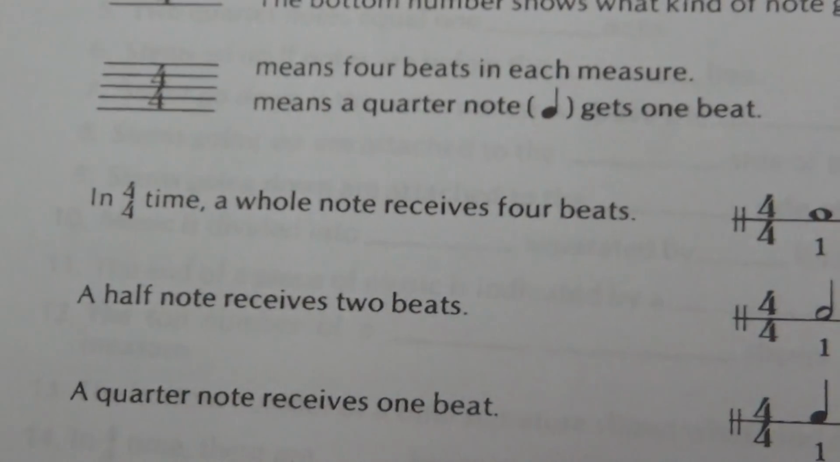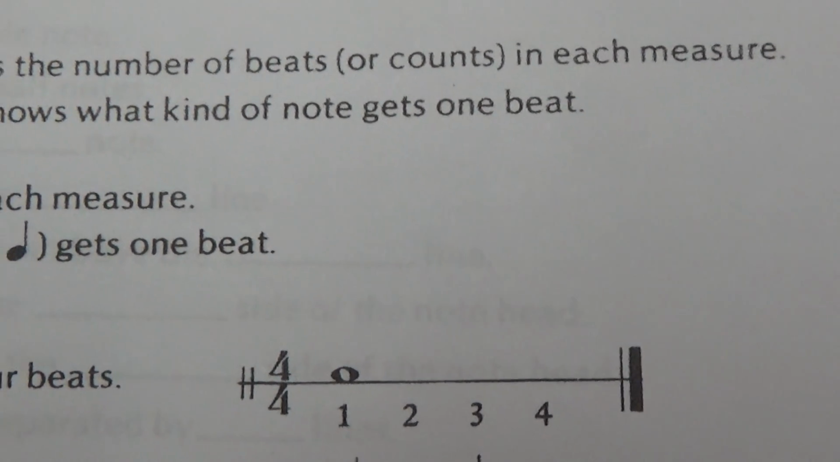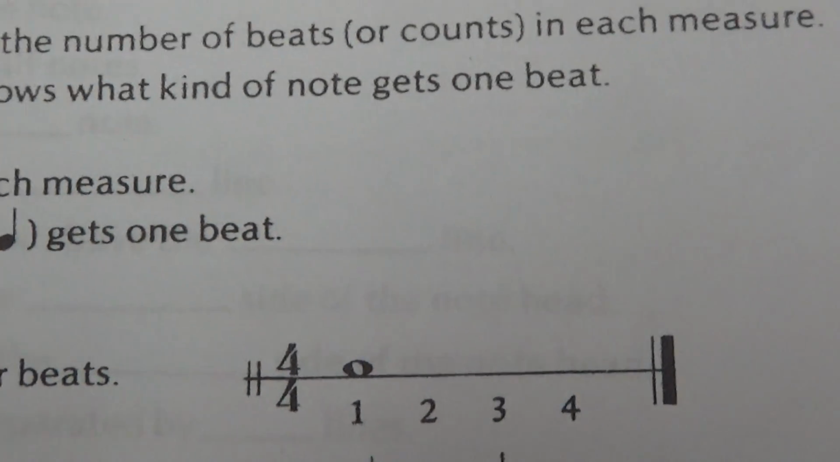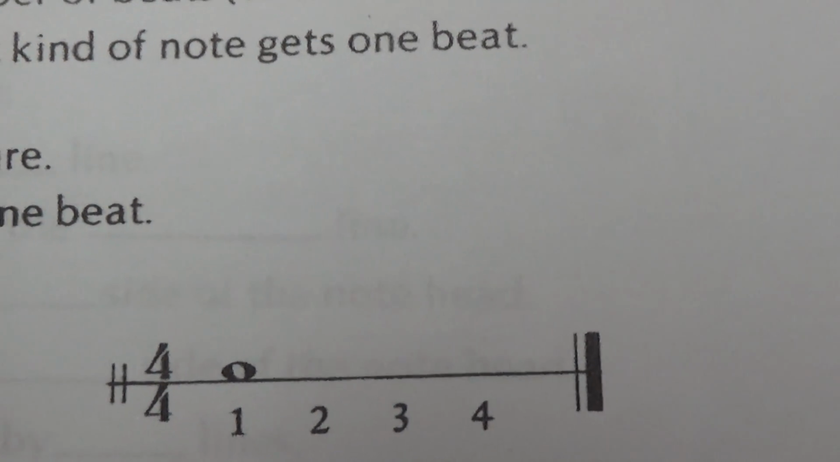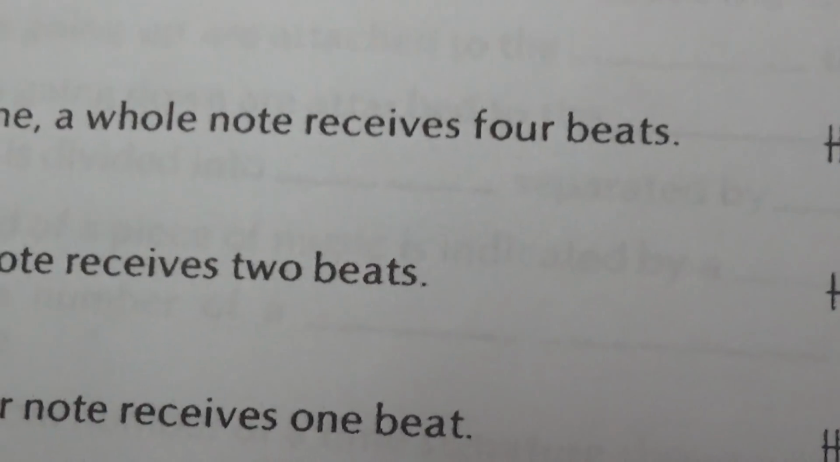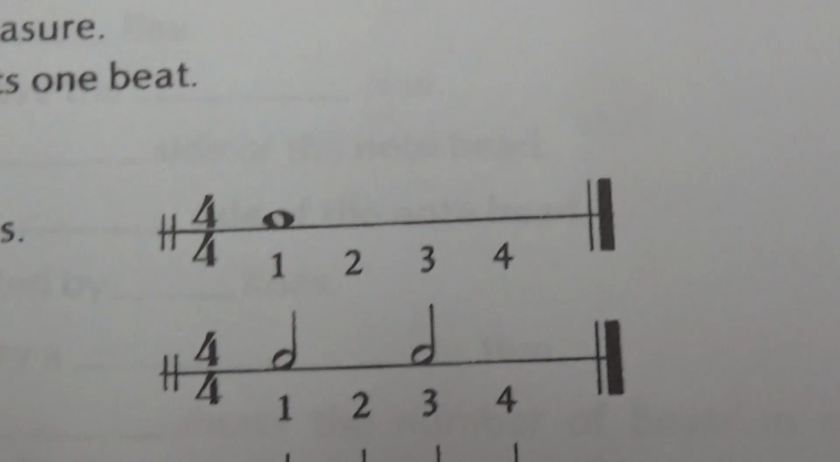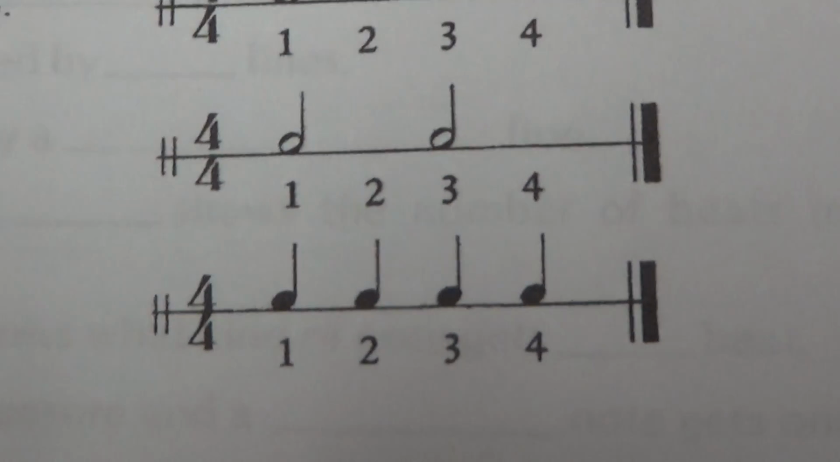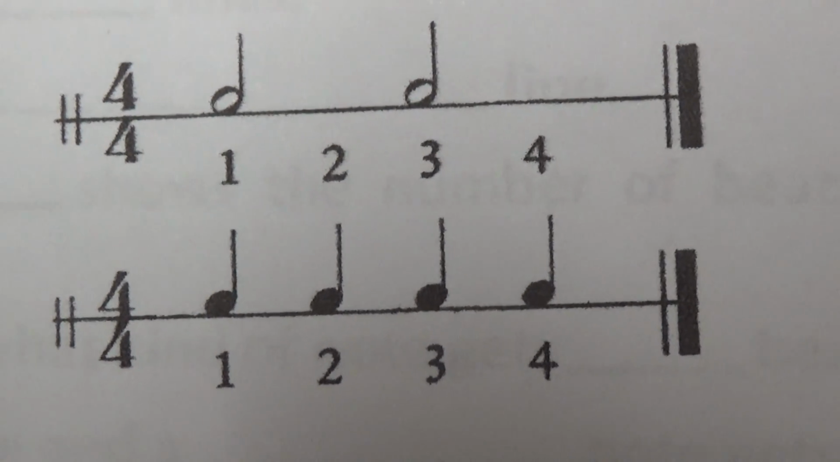So in 4/4 time, a whole note receives 4 beats. 1, 2, 3, 4. So you don't play it 4 times. You would strum it once and hold it for 4 beats, or pick a note and hold it for 4 beats. For example, 1, 2, 3, 4. Okay, and then a half note receives 2 beats. So you would play a half note. 1, 2, 3, 4. And a quarter note receives 1 beat. So here, we're counting quarter notes. You would count 1, 2, 3, 4.